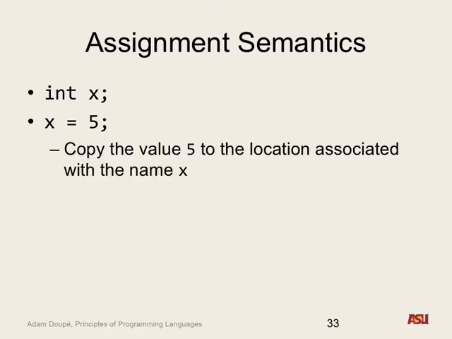Right? So we're saying, okay, we have x, and then we have our 5. And so we're going to copy 5 into the value of the location associated with the name x. And so after this executes, we're going to have 5 in here in our box circle diagram.